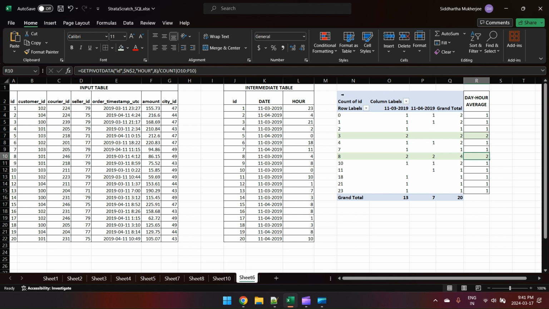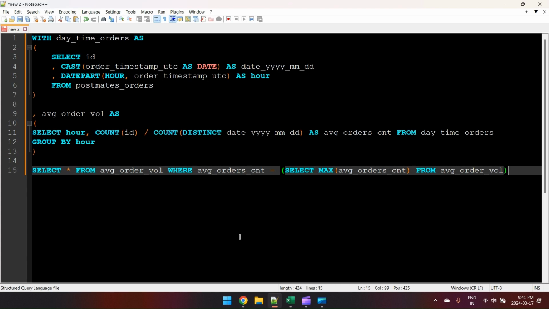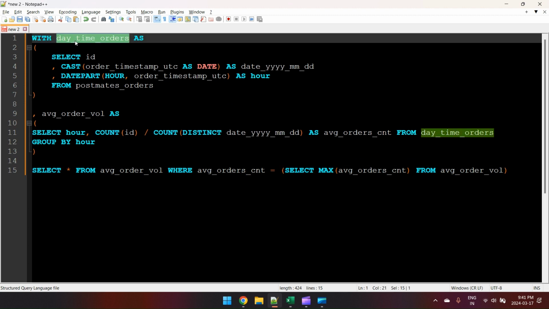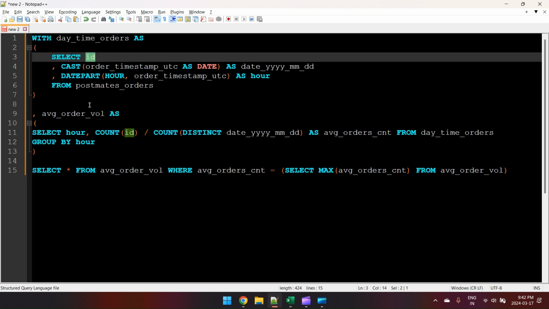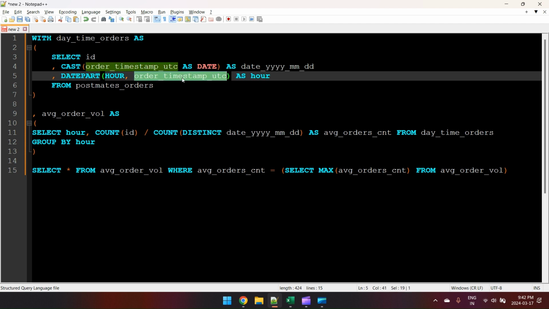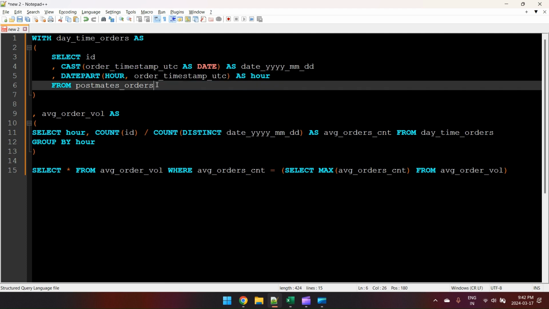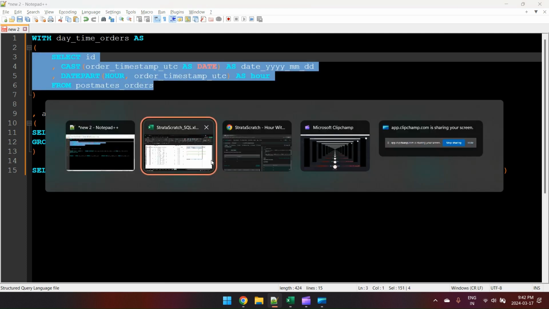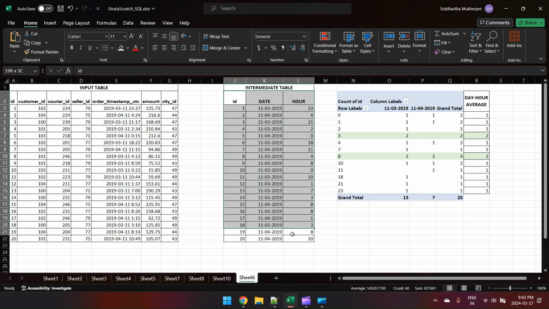Now let us try to implement this logic in SQL. As always, I have written the code in Notepad++ because it's much easier to follow. Our first CTE is daytime orders. It's very simple. It selects the ID, then it extracts the date from the timestamp and the hour from the timestamp. That's all it does. So this CTE is exactly analogous to this table that we have here.